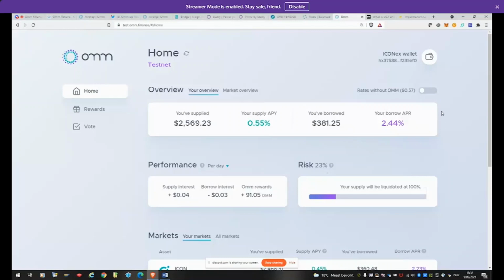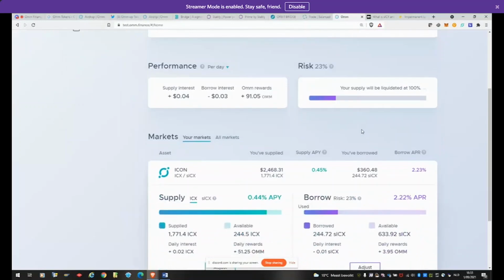Just one more thing that pops right in my mind now that I'm looking at this is also a question here. What does this do? It just shows the difference with your APY, inclusive of the OMM rewards and exclusive. So that's all it does.